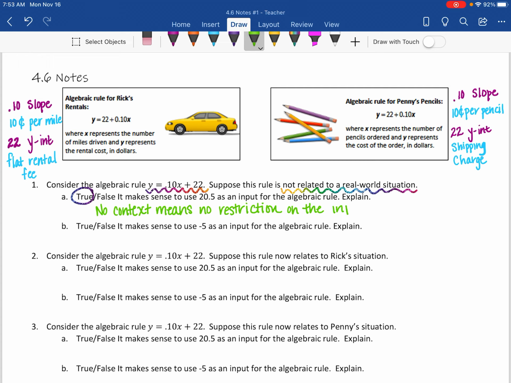Okay, and now we're going to think about a negative number. So would -5 make sense as an input? If I plug -5 in for x, can I do the math and get an answer? Yes, I can, for the same reason as above. No context means no restrictions.